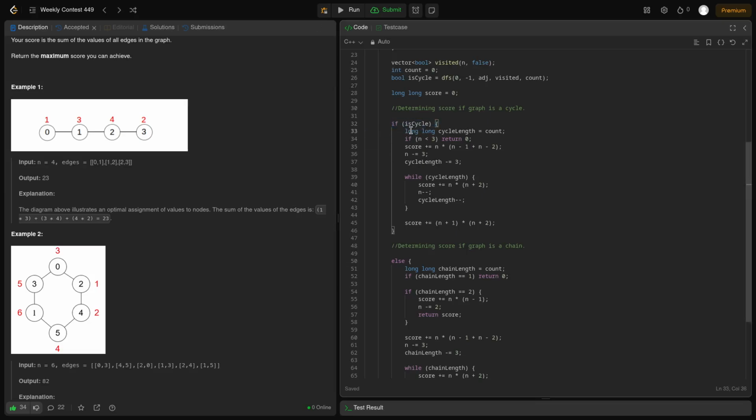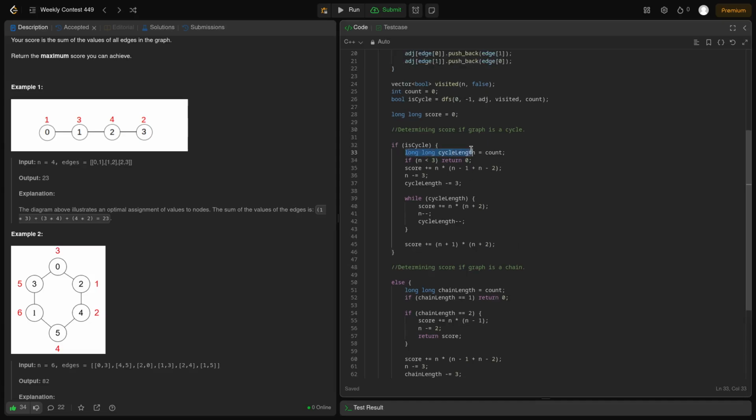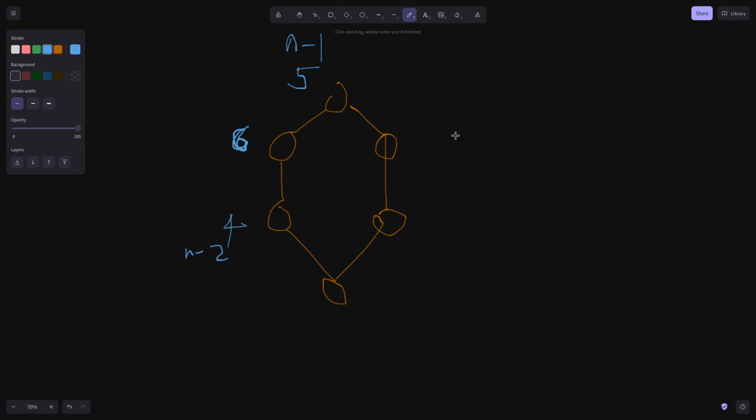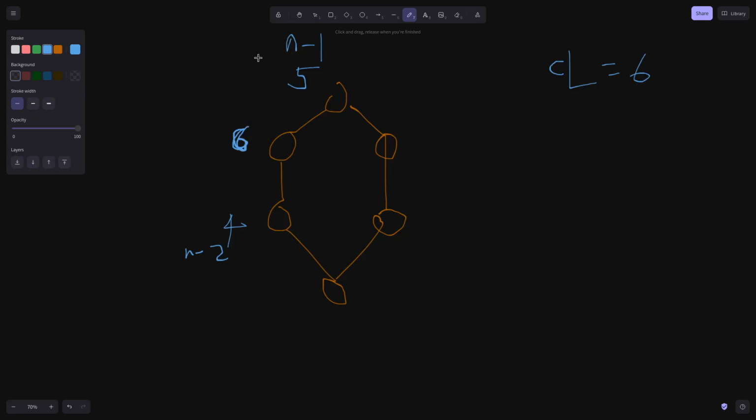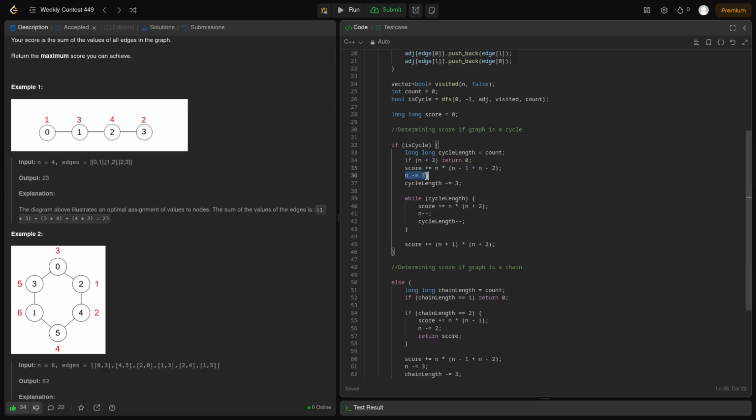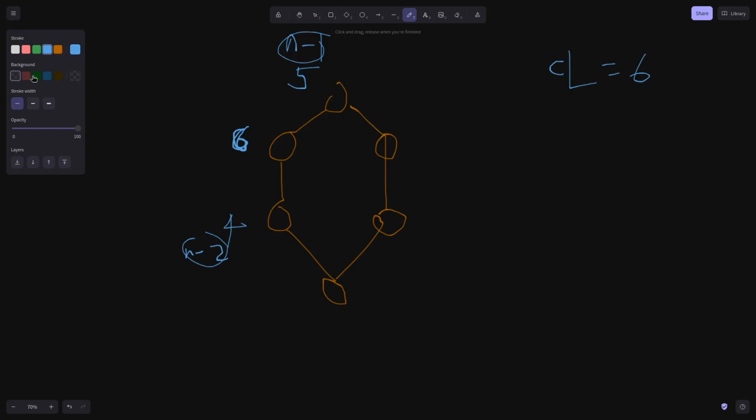So as soon as the cycle is determined, we know the cycle length is the total number of nodes in the cycle. In this case, cycle length is 6. We update the score value. So essentially, right now, the score is given by n into n minus 1 and n minus 2. And then we reduce the total number of nodes and the cycle length that needs to be computed. Because right now we have dealt with these 3 nodes, we can assume them to be complete. We can decrement n by 3 and cycle length by 3.